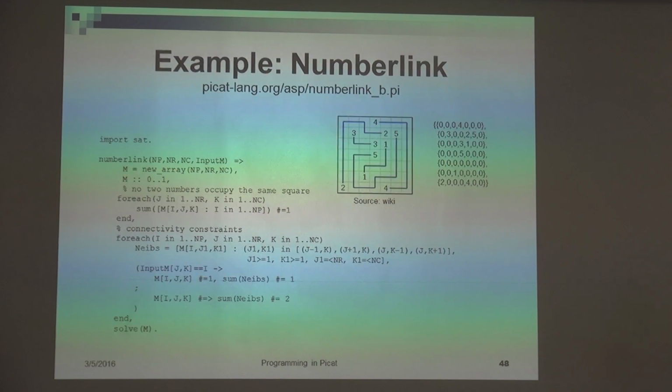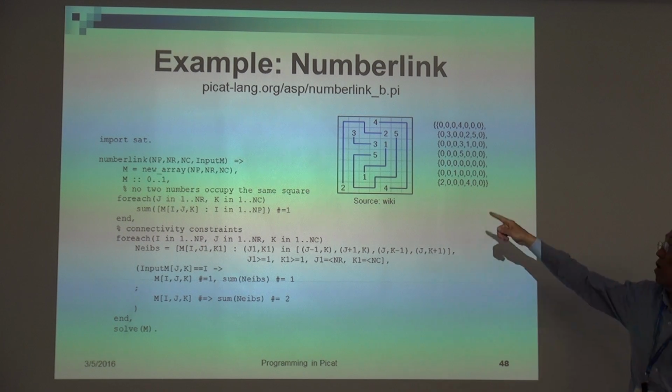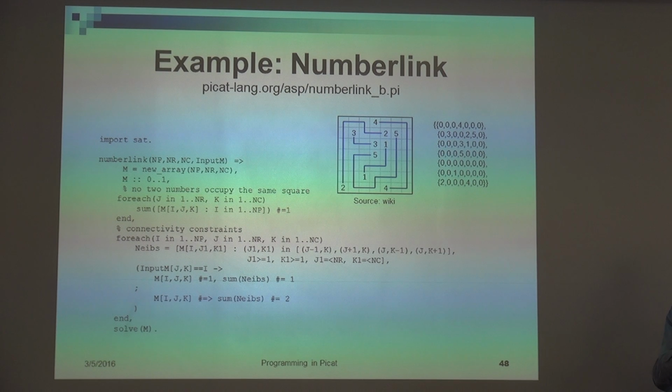Here is another puzzle, again invented in Japan. Japanese are not just good at making cars, they are good at inventing puzzles too. So Numberlink: the puzzle gives several pairs of numbers, and you are required to find a path to connect the pairs, 1 with 1, 2 with 2, such that no paths can overlap each other.